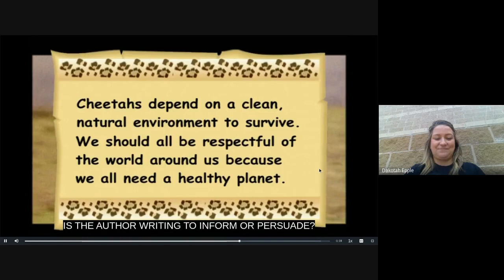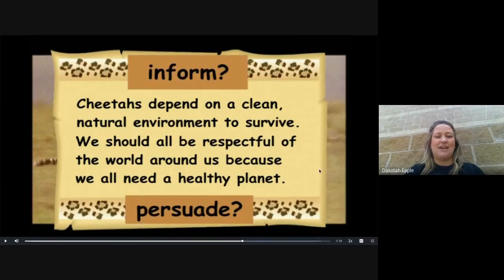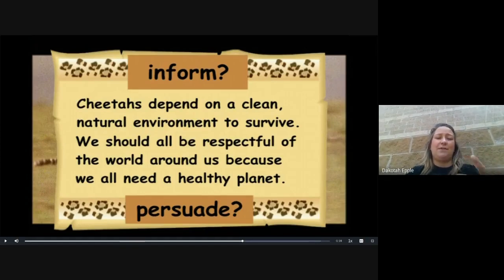Is the author writing to inform or persuade? I'll give you just a second to think. Are they informing us, giving us facts and details, just sharing information about cheetahs, or are they persuading us to help keep our planet clean? Let's find out.